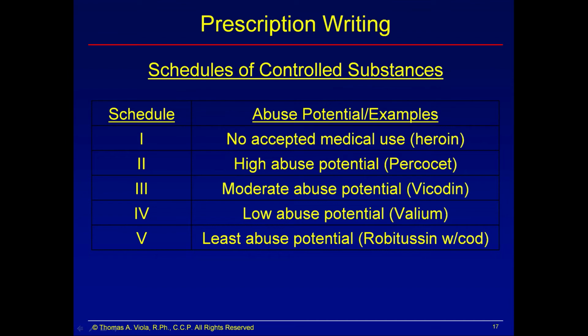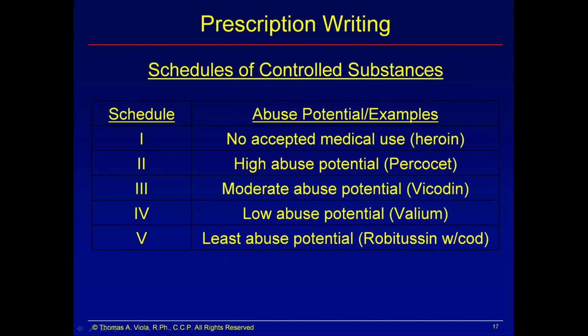So Schedule 1, a drug like heroin. Many people believe it has a medical use, but officially, no, not so much. Schedule 2, high abuse potential like Percocet. Schedule 3, moderate abuse potential like Vicodin. But here's where I'm going to ask you to take your pen and cross out Vicodin. I do this on purpose.